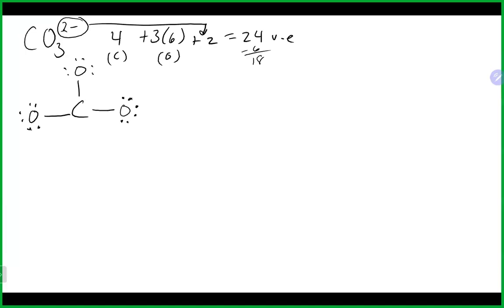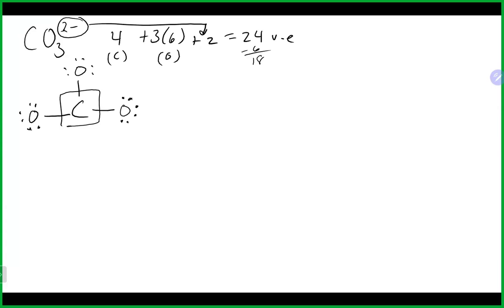And again, at this point, since we filled up all of our outside ones first, we actually have no more electrons to go to the center. And that's important in this case because here our carbon is short, right? It has only 6 electrons. So again, here we want to make a double bond.